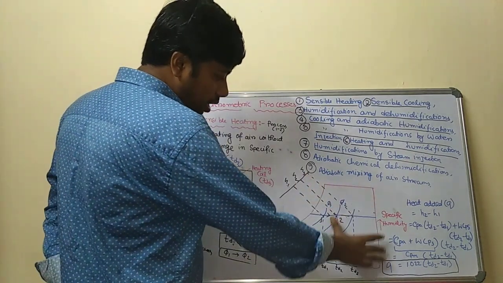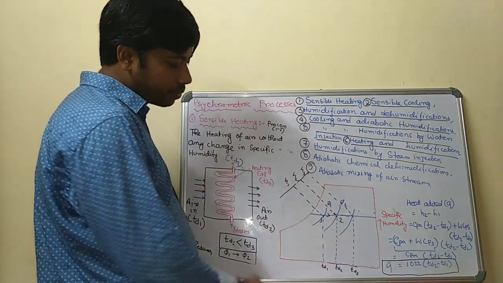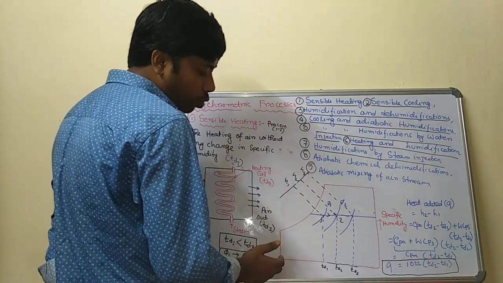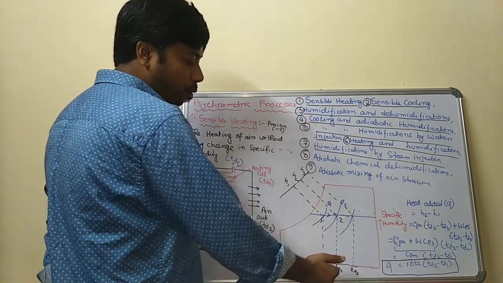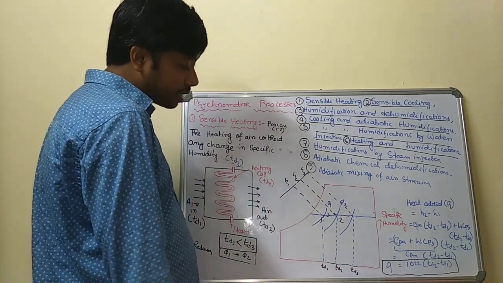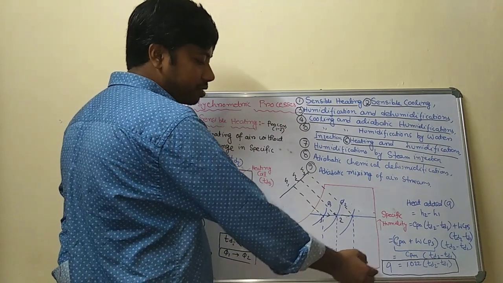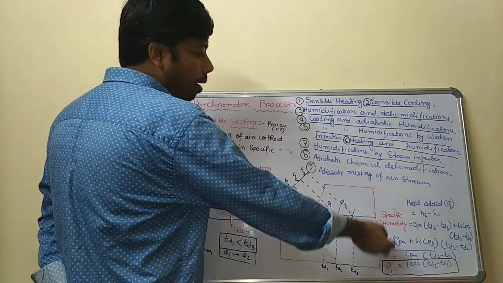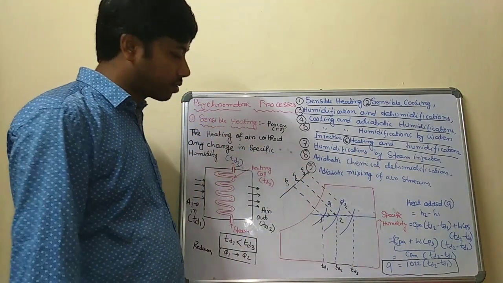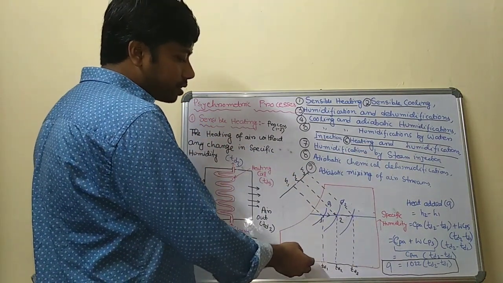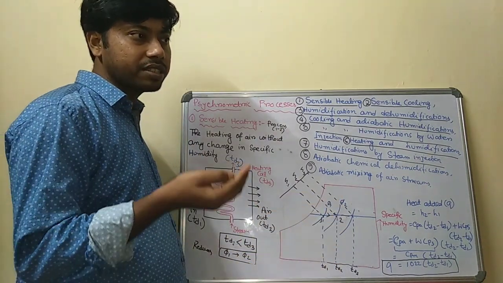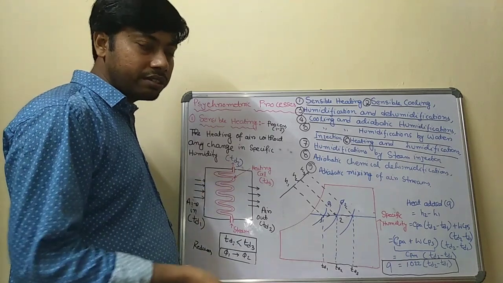Suppose this is the psychrometric chart, in which this axis is the dry bulb temperature. As you go from left to right on the psychrometric chart, the dry bulb temperature increases, and when you go from bottom to top, the specific humidity increases. So when the temperature is changed, that means the dry bulb temperature increases.